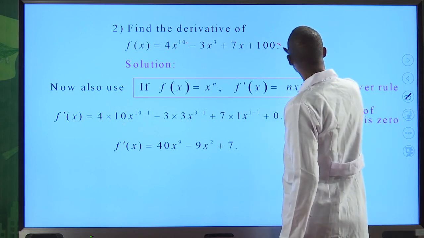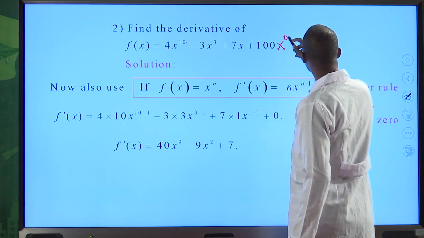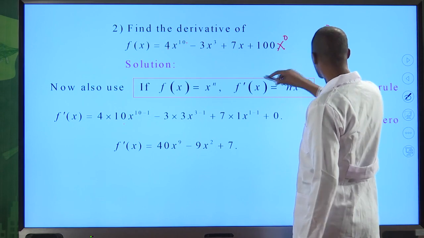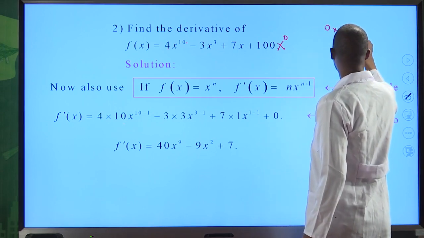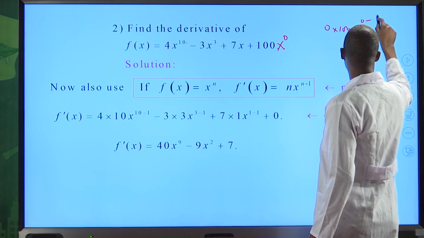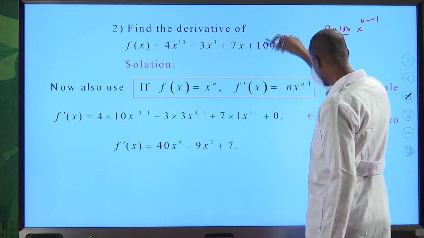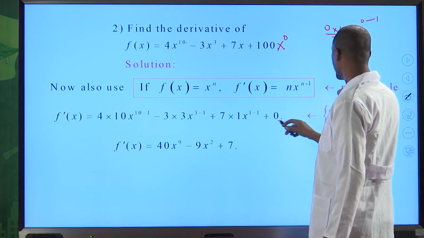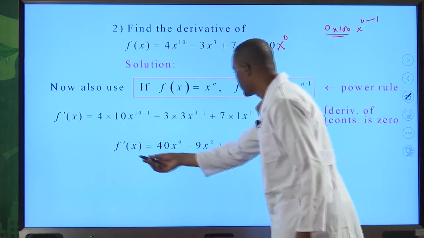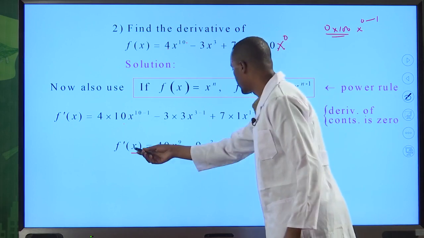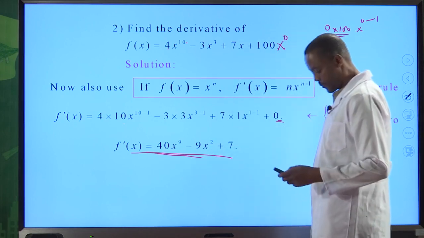And 100 means it is 100 times x to the power 0. So it is 0 taken to the front, times 100 times x to the power of 0 minus 1. 0 times everything is 0, so the constant term, because this is a constant, its derivative goes to 0. So that is the way we take the derivative of this kind of polynomial function.